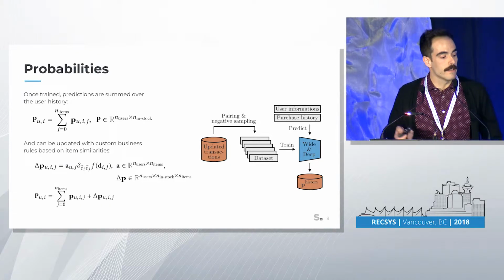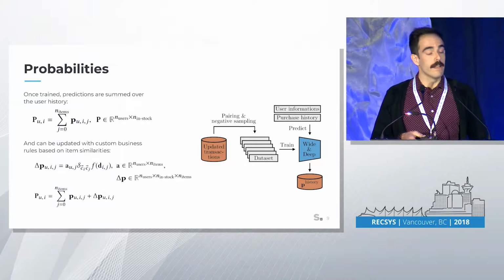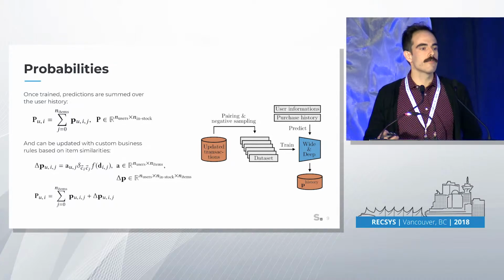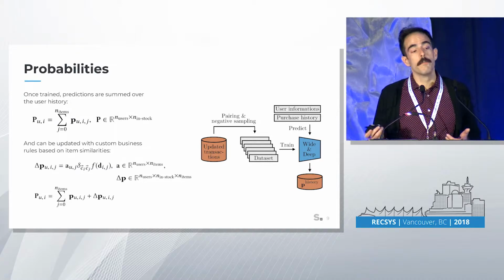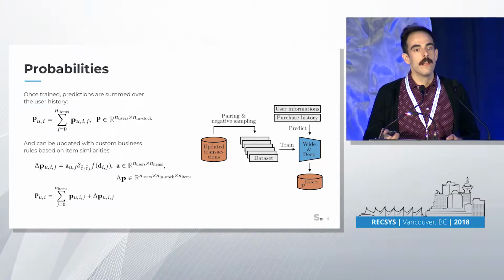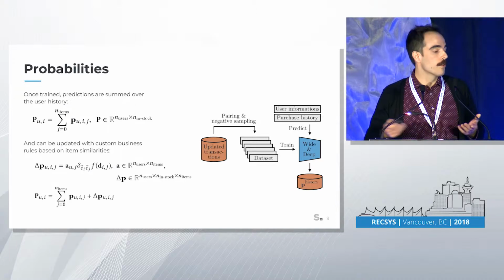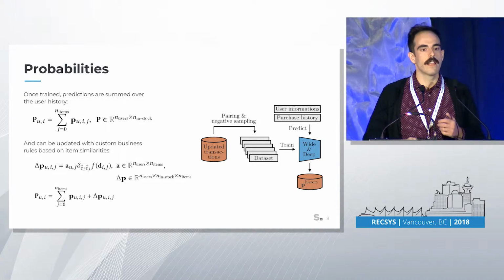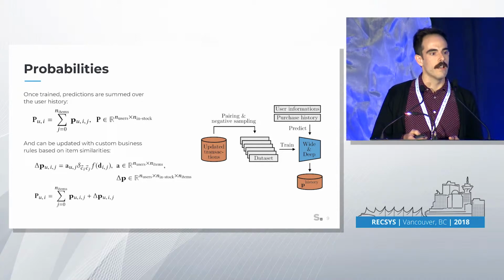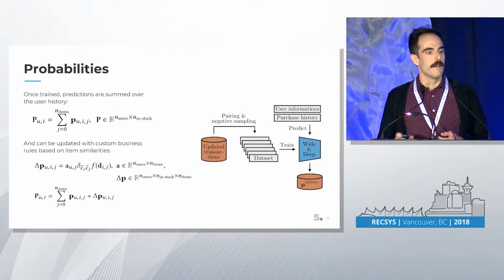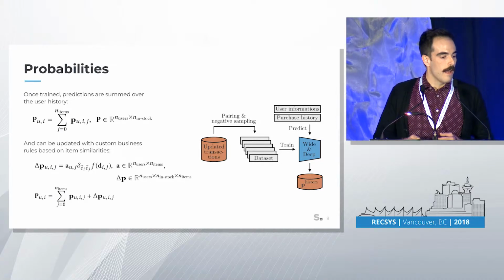And while knowing the information regarding the distance, we can also come up with a lot of custom business rules that the client will need, and that could be based on item similarities, like the concept of likes or dislikes, where you can up-rank or down-rank certain items based on the distance in the feature space.